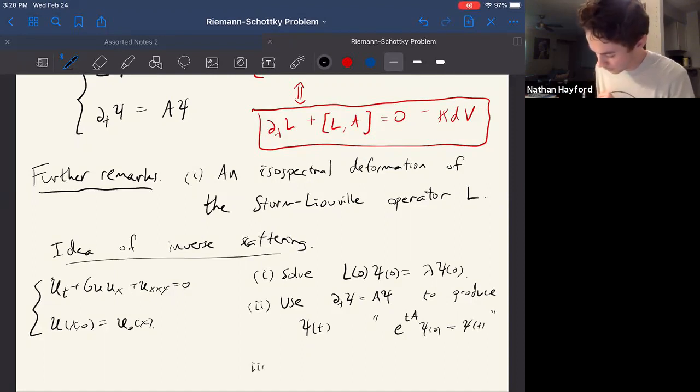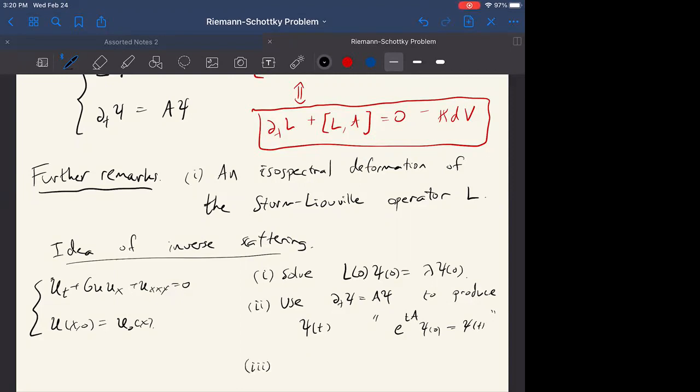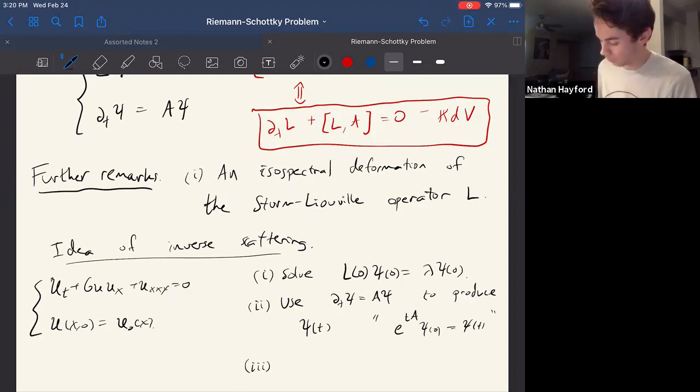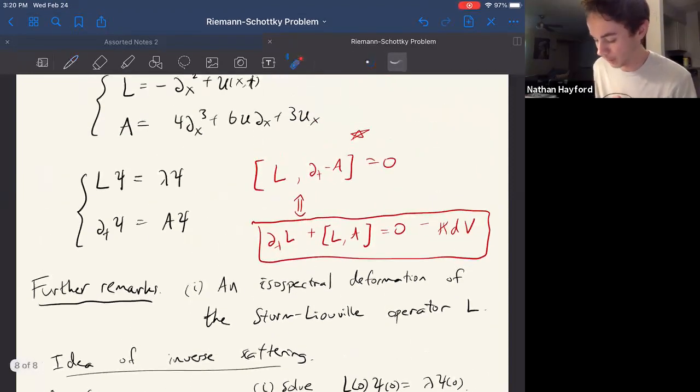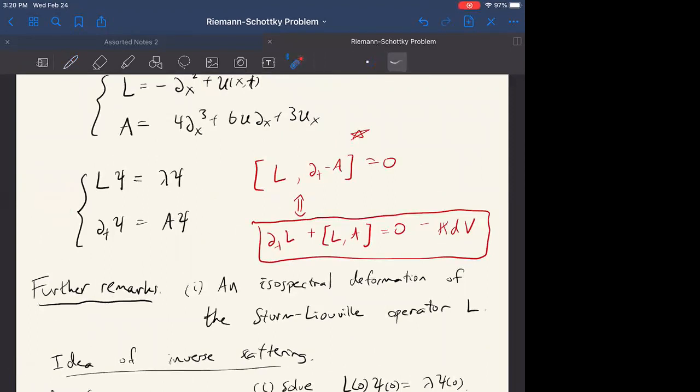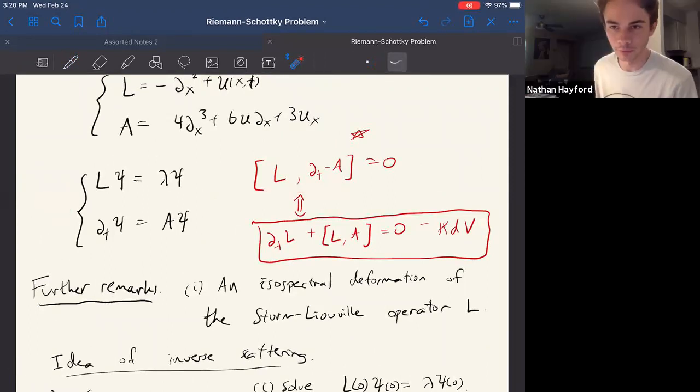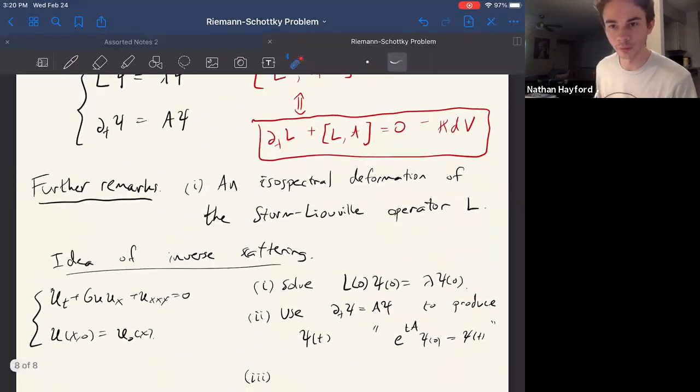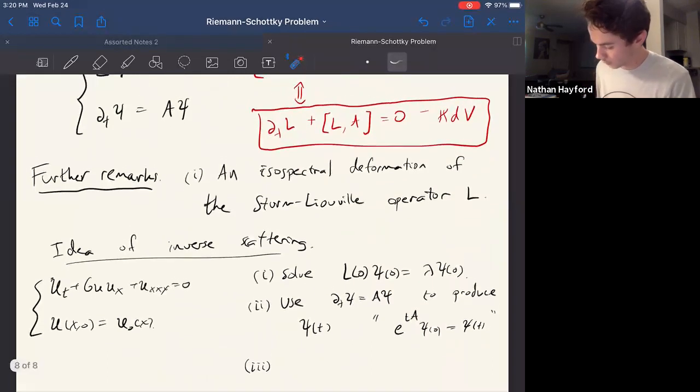And finally, wait, two is saying that the eigenvalues don't change? Well, the eigenvalues don't change by hypothesis, essentially. The compatibility condition requires that the eigenvalues are preserved. So given that the eigenvalues are preserved, you get isospectral flow. It's if and only if, essentially. If you assume the eigenvalues are preserved, then you get KdV and vice versa. So the first condition you solve. The second condition, you time evolve the psi, the spectral data, if you will.